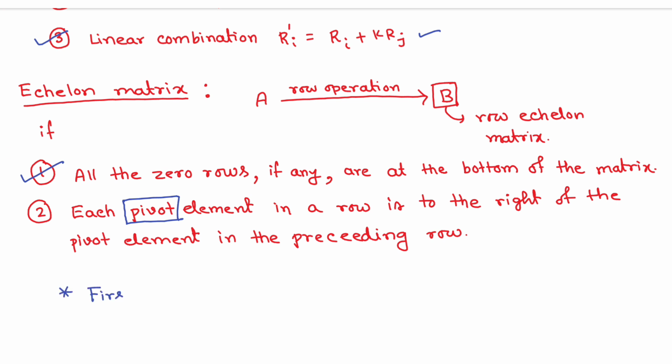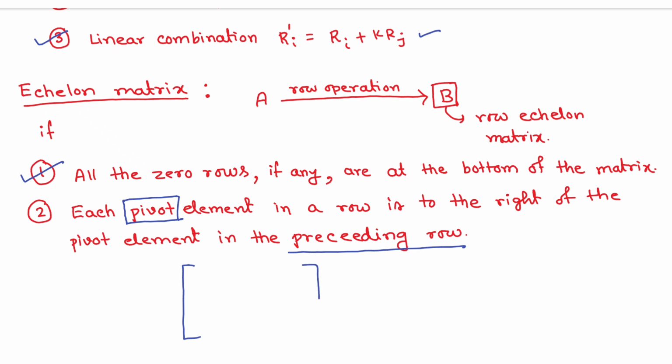First non-zero element in each row. Okay, the pivot element in a row is to the right of the pivot element in the preceding row. Okay, so let me explain this.